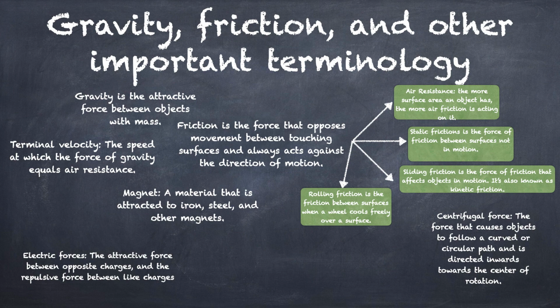Centripetal force is the force that causes objects to follow a curved or circular path and is directed inwards towards the center of rotation. To explain this concept, let's use a mini thought experiment. Imagine that you just got a yo-yo and you are swinging it around above your head. What shape does the yo-yo swing around in? If you observe carefully, the yo-yo's orbit takes the shape of a circle. This is because of centripetal force.